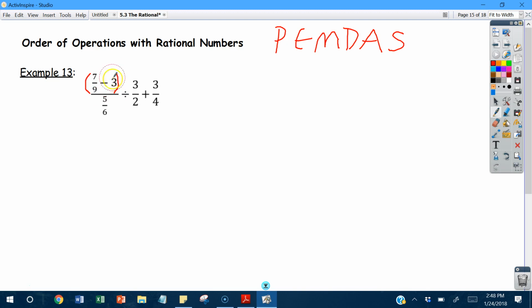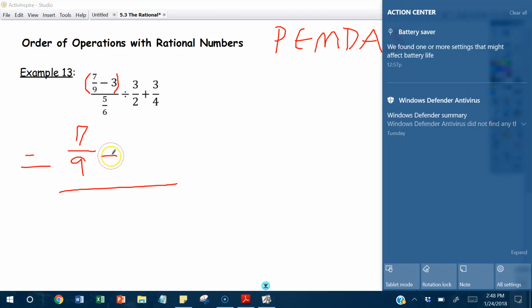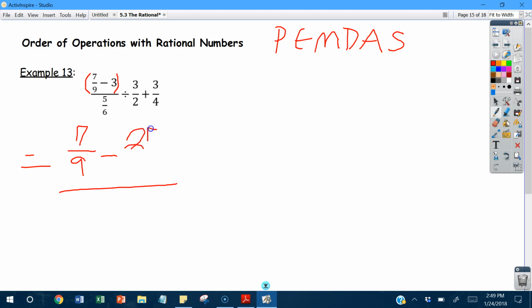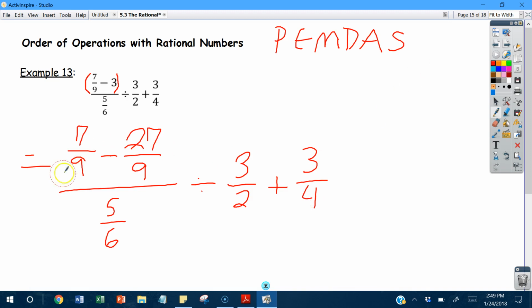we're going to treat this as though it has parentheses around it. The way it's written is we should do this subtraction first before we do the division. Even though you don't see actual brackets or parentheses, we're going to pretend like there are. So that's going to be the first thing we do. So this problem might take a while. We'll do 7/9. Let's go ahead and change that 3 into something over 9. In this case, it's going to be 27/9. And then we're going to divide it by 5/6. We're going to divide by 3/2, and then add 3/4. So that's the first thing we want to do, is this subtraction.